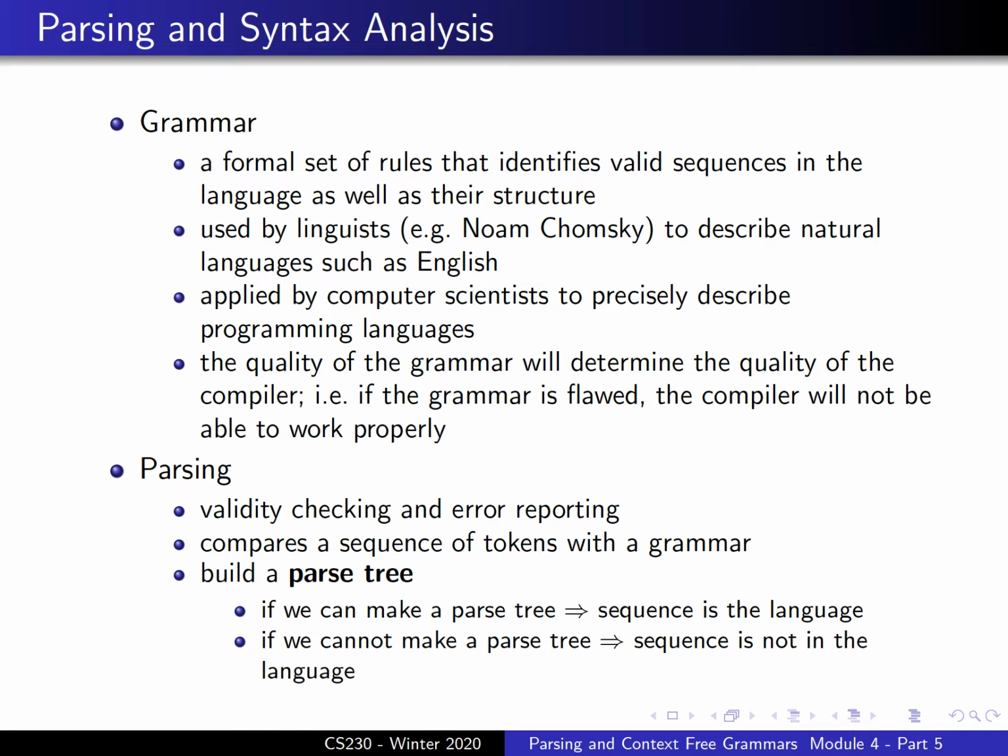If you can't create a parse tree based on the grammar that you have defined, then the sequence doesn't exist in the language. If you can create a parse tree, then the sequence does exist in the language, and again, you're providing context for those tokens. It's not just a jumble of random tokens, it's actually a program with meaning at that point.